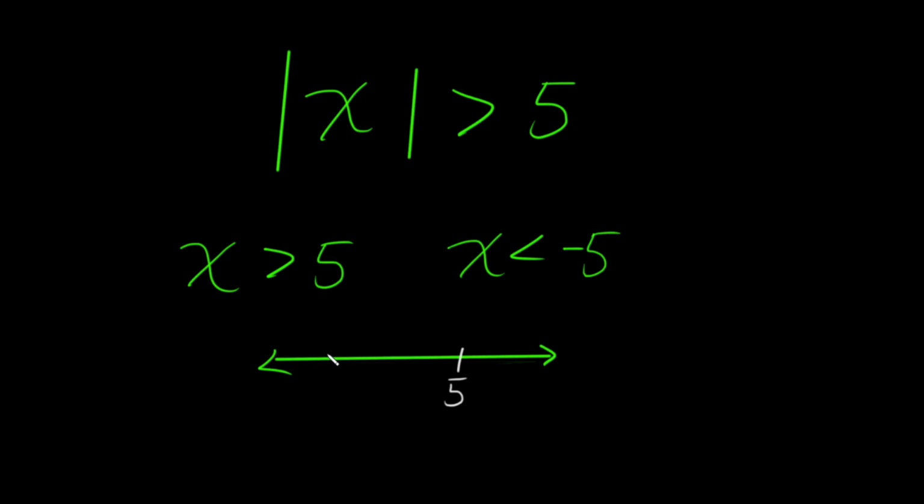On the number line, we have 5 and negative 5. This time, x is greater than 5, open circle and shade to the right. While on the other side, x is less than negative 5, so we're shading to the left. Unlike the previous example, these do not converge.